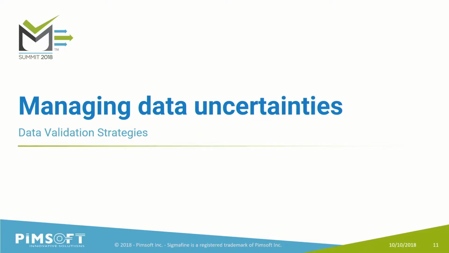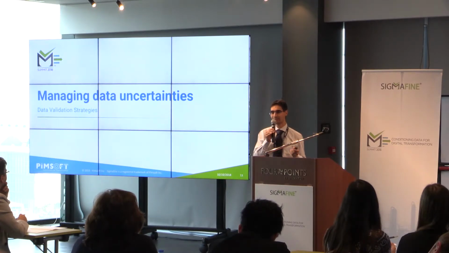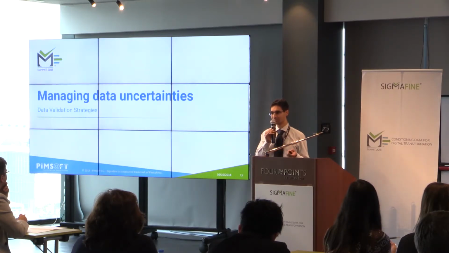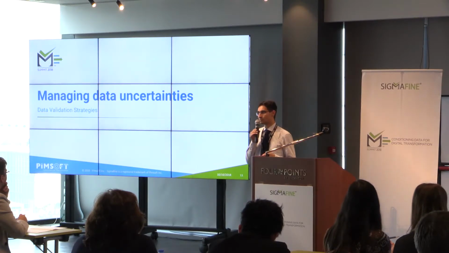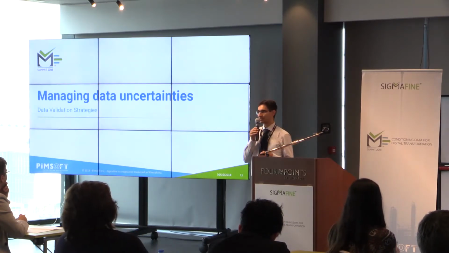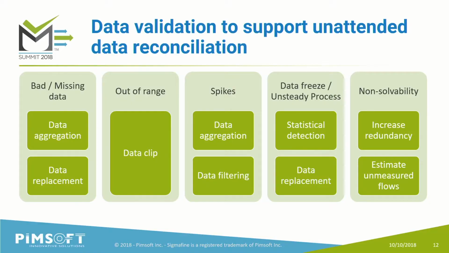Now, we should ask ourselves how to do that. If we want to use Sigmafine automated, unattended, so there is nobody taking care that all the data are good, are fitting well, that your model can be solvable everywhere, we need a model which needs to be more robust and have strategies to handle uncertainties. Uncertainties like bad data or missing data, out of range data, spikes.